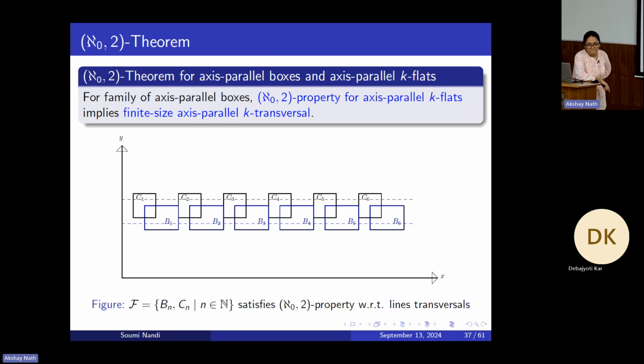It already follows that if the boxes have non-zero volume, then already from the previous theorem. I don't need to go for the volume argument. And also for the previous result, for k-flats, we have to check for k plus 2 many sets to have a single k transversal. Here only 2 is sufficient.